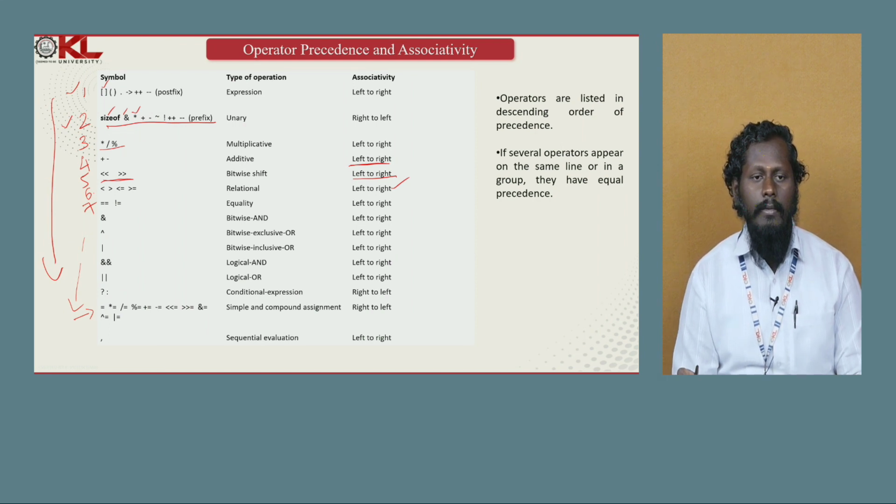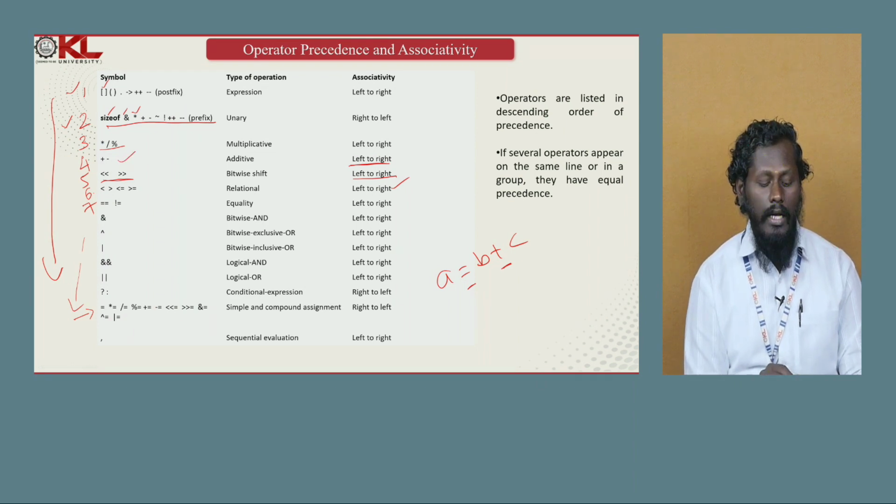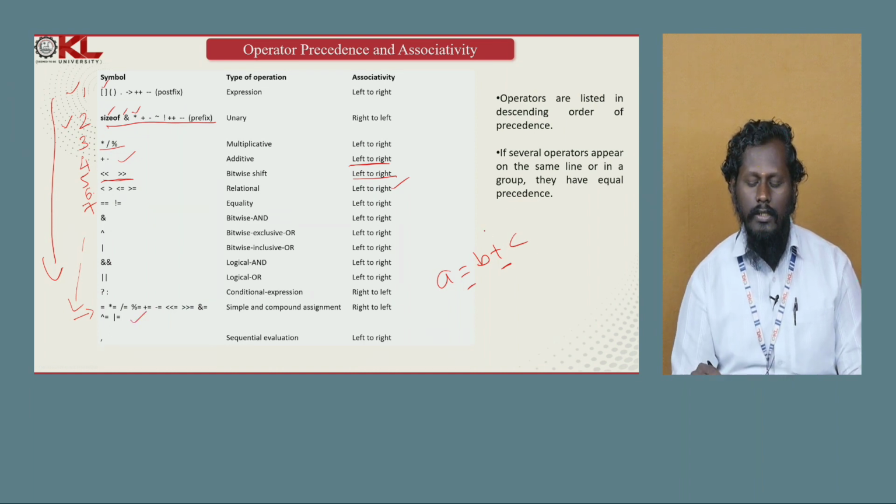Let's see these assignment operators. For assignment operators the associativity is right to left. That means if you write an expression like A equal to B plus C, there are two operators available, equal and plus. Let's see the table here. Here we have the additive operators, the plus symbol, which is higher, the fourth one. And the equal operator is lower, the last one. So plus is higher and equal is lower.